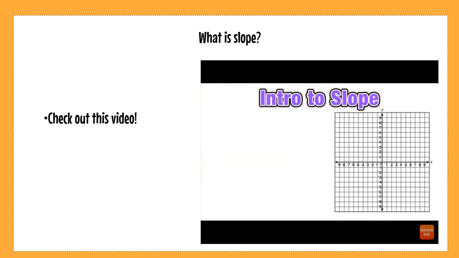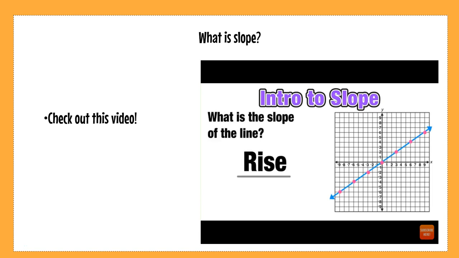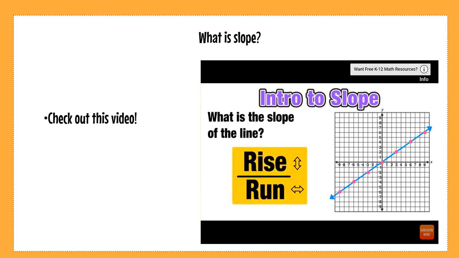Now we can go ahead and take a look at a line on the coordinate plane. Now we want to find the slope of this line in terms of rise over run. So our slope is going to be expressed as a fraction of two numbers. So our rise is the amount of change we go vertically. Our run is the amount of change we have horizontally as we move from point to point.